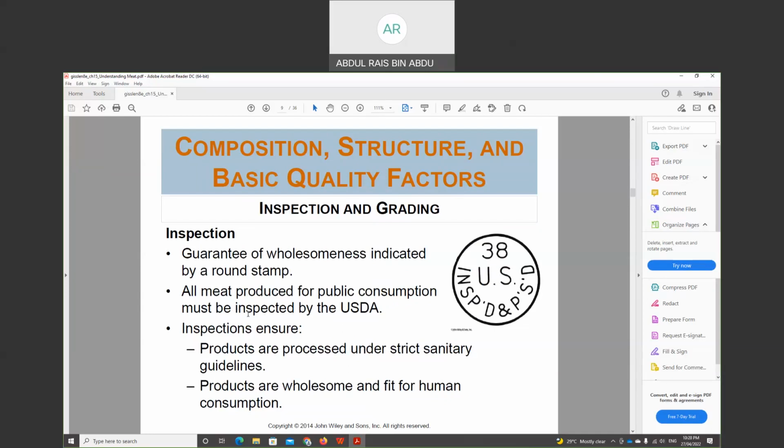All meat produced for public consumption must be inspected by the governing body. USDA ni di Amerika, UK dia ada governing body yang lain. Malaysia saya tak berapa pasti. What is the official? Tapi tak apa, kita boleh look up nanti siapa yang in charge of grading beef ni. Okay. But generally, tak kisahlah di negara mana, the inspection is ensured so that the products are processed under strict sanitary guidelines and the beef product that we get in the supermarket are wholesome and fit for human consumption lah.